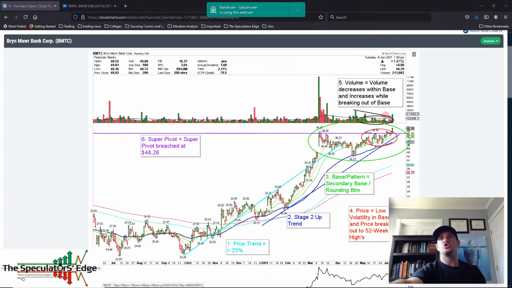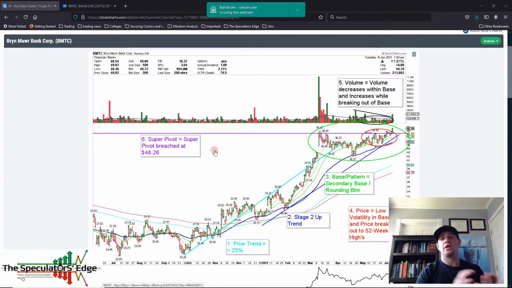So anyway, what we do is we look and see if volume has decreased, and volume has decreased dramatically here within the base or the pattern itself, causing the price to consolidate in a nice tight range, okay? And today what we're having is volume demand increase, which is an excellent sign. This is what we want to see. So this stock looks really good right now.